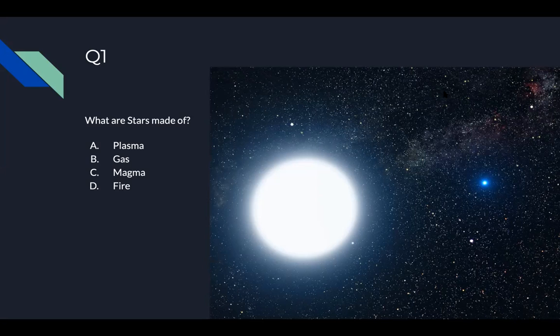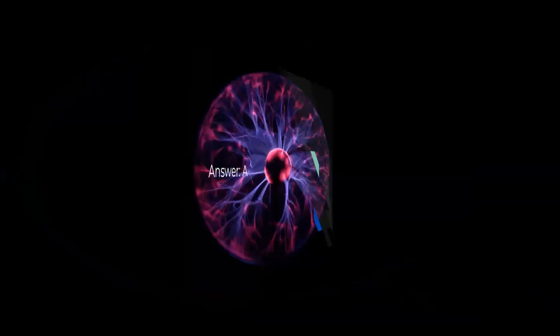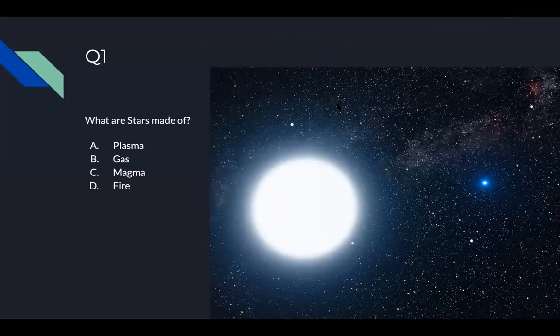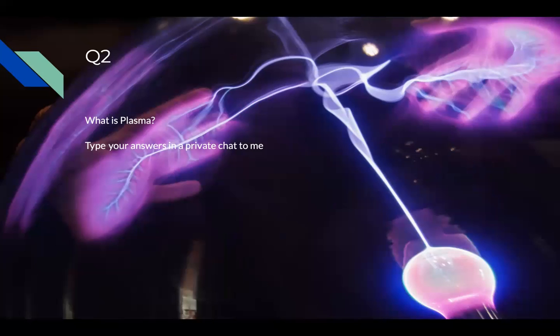Okay, so 3, 2, 1, time is up. Stars are made, oh wait, from plasma, sorry. Who said B? Naveen? Sorry, I didn't read properly, but Naveen, you are wrong. Anyway, so to everyone who said plasma, good job. Like I said, it's superheated gas, not gas. Question 2, what is plasma? I want you guys to type your answers in a private chat.